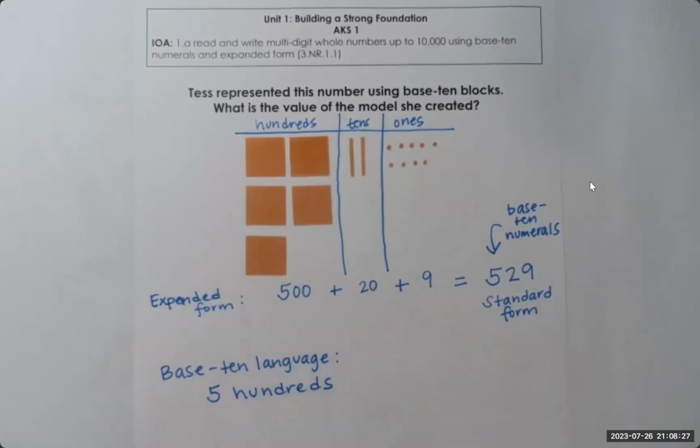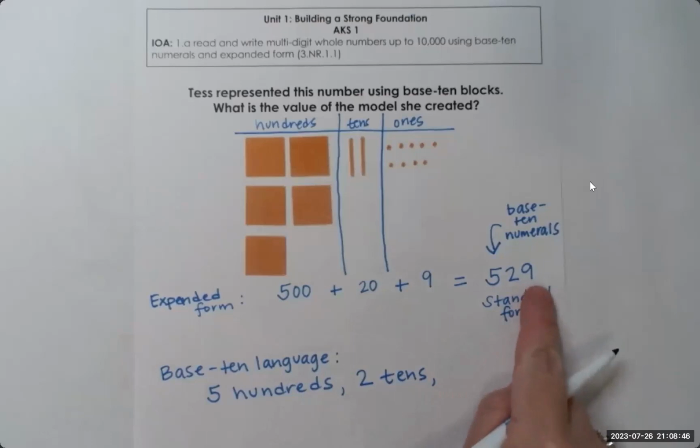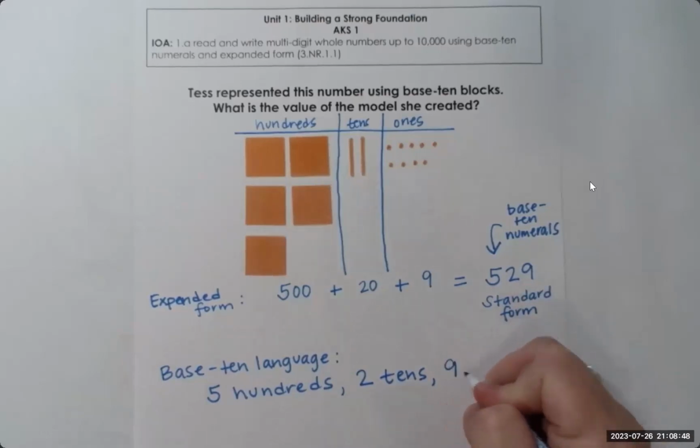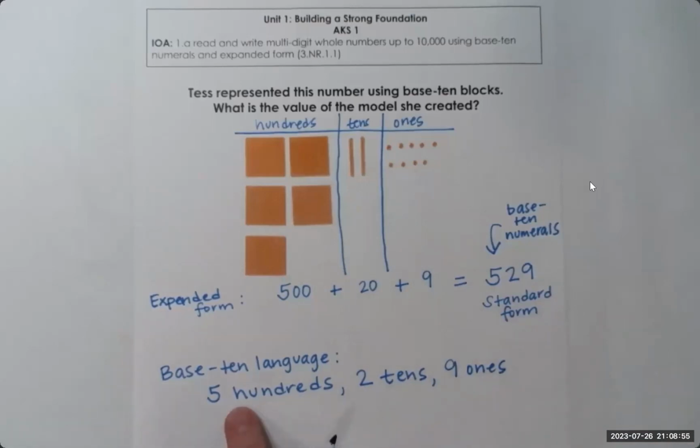Next, I would write out the value of the digit in the tens place. And in this case, the digit is a 2, and I have 2 tens. Now, this is another example where you do not want to write the word and right here. I'm just going to separate with commas for right now. And I have a 9 in my ones place, so I have 9 ones. So base 10 language says that this number written this way is 5 hundreds, 2 tens, 9 ones.